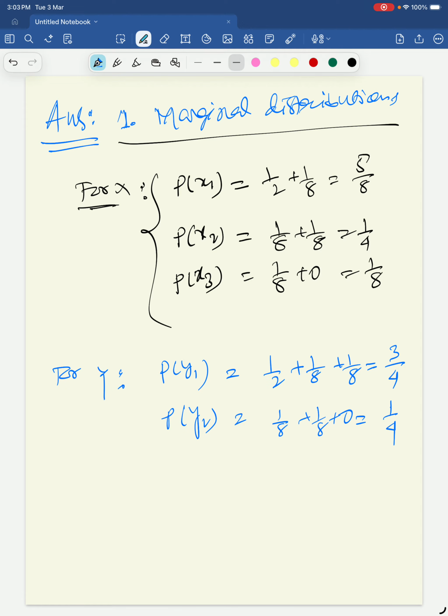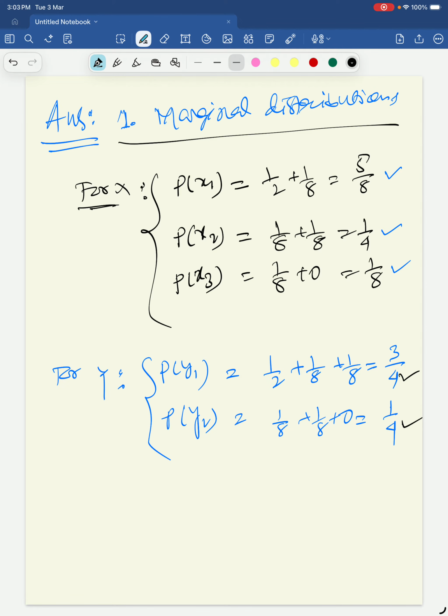So we got the probability of x1, x2, x3. Similarly, we got the probability of y1 and y2. This is most important. Hope my dear students understood.